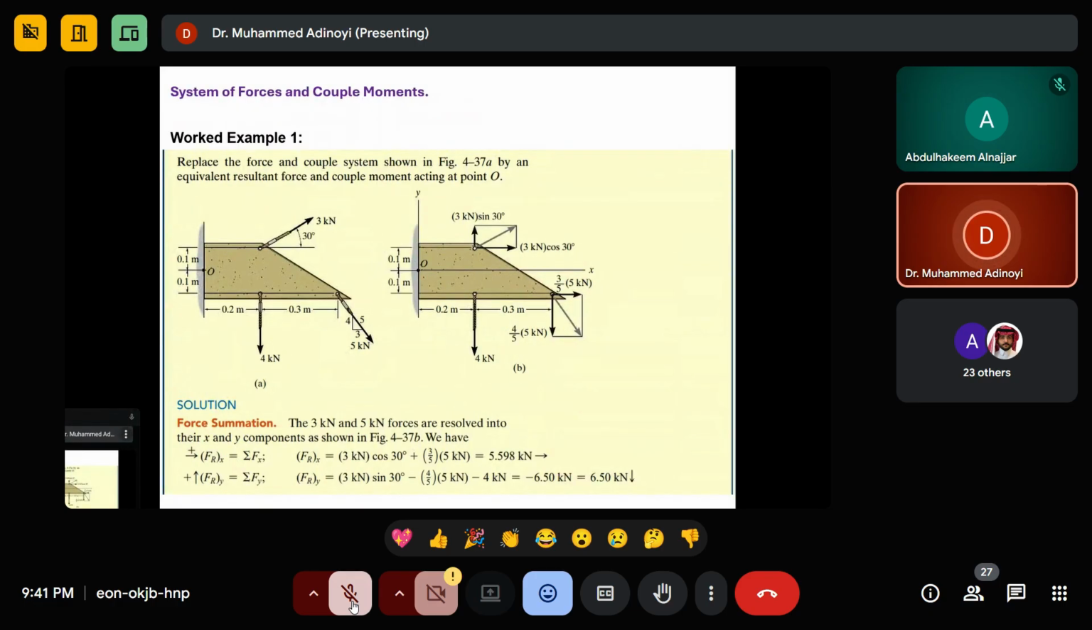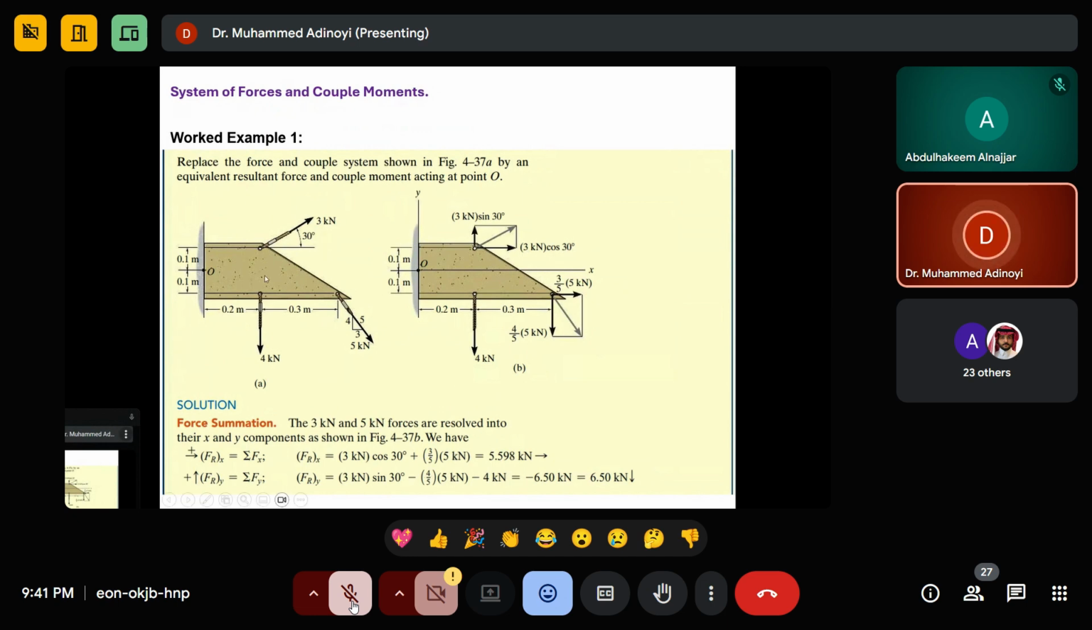So the other thing is that when you are asked to replace a system of forces and couple moments, what you are asked to do is find the resultant moment and find the resultant force. That is all you are asked to do. When they say replace the force and couple system by a couple and force moment, what you are asked to do is to find the resultant force and the resultant moment.